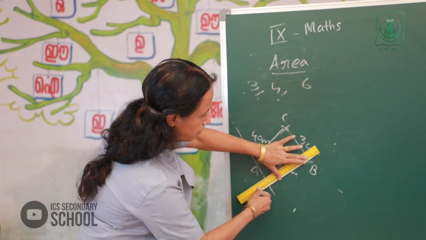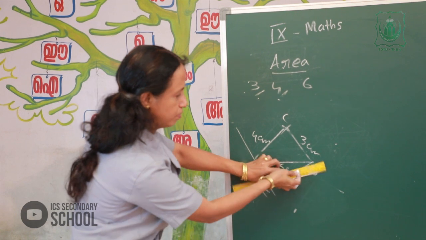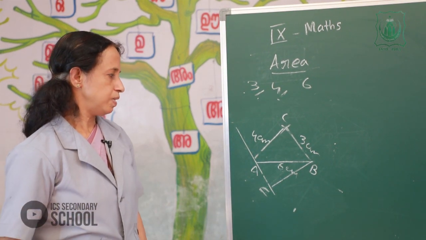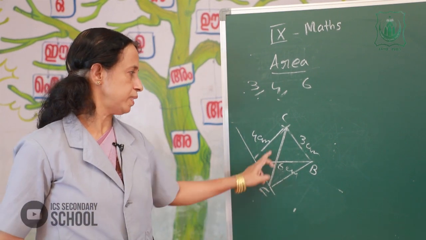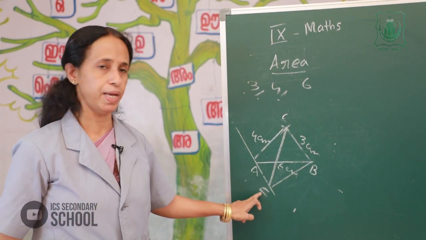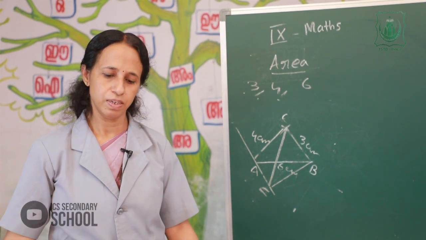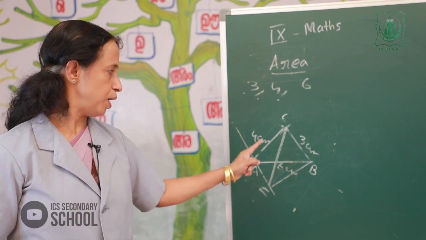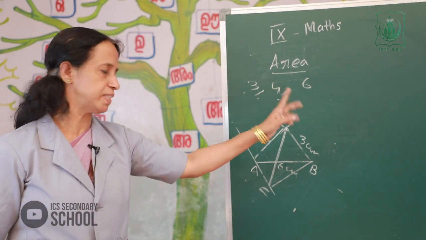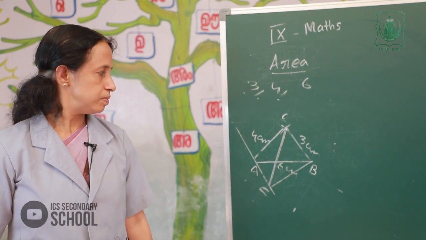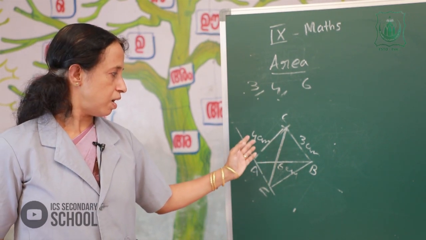Join B to E. Connect C to E. Triangle BEC, or triangle CBE, is the required right triangle. Triangle CBE and triangle ABC are triangles. These triangles are the same area.